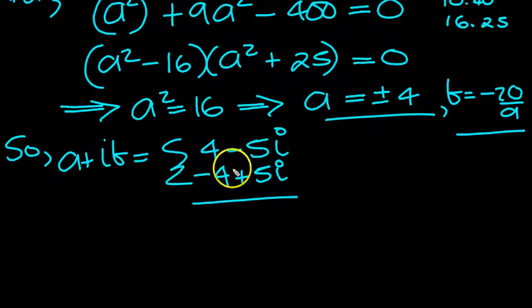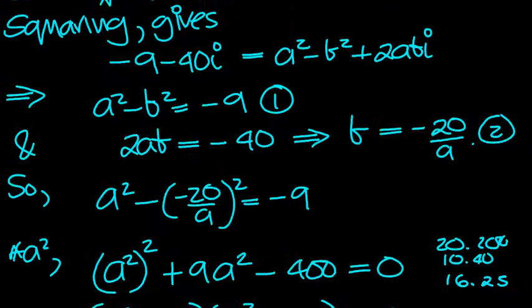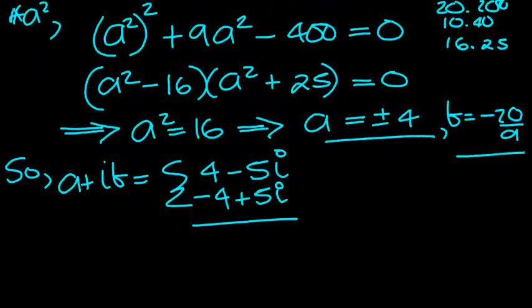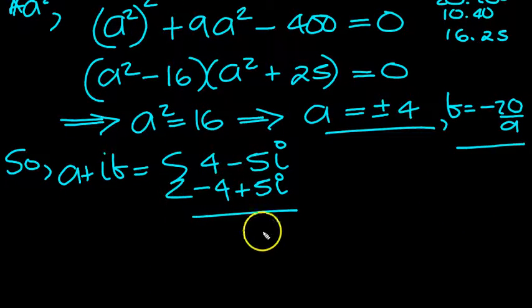And if we square one of these in our mind's eye, let's square this one, we get 16 minus 25 is minus 9, that will be the real term. And then 2 lots of 20 is minus 40i. And that's what we started with, minus 9 minus 40i.